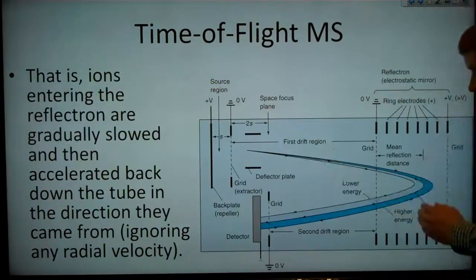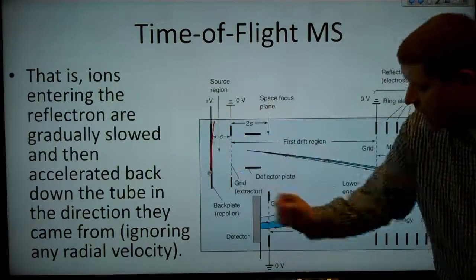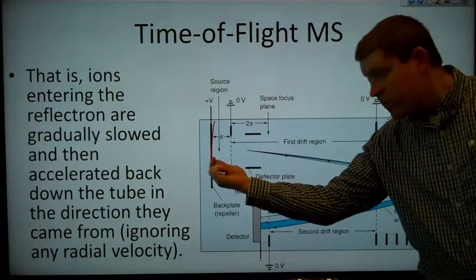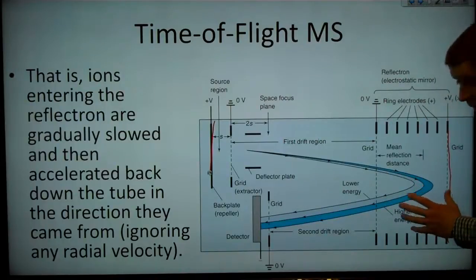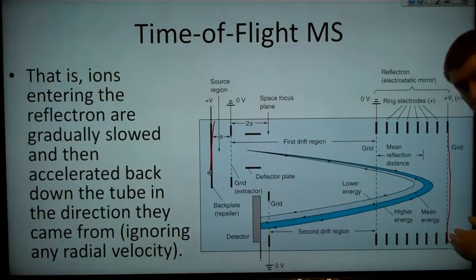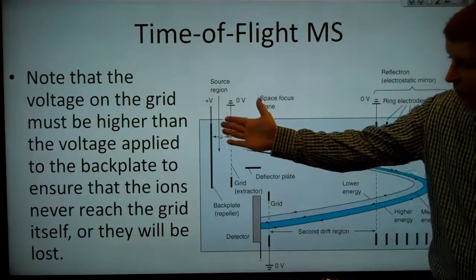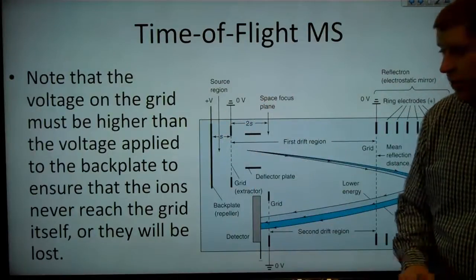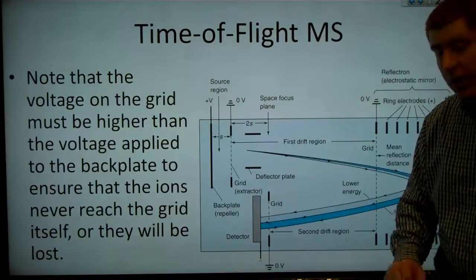Now, we have to have a higher voltage on our grid back here than we had over here on our backplate, because the voltage on that backplate determines how much kinetic energy those ions have, and if we want to prevent any of those ions from passing this point, then we need to have a higher voltage here than we had over there. So again, the voltage on the grid over here has to be higher than the voltage applied to our backplate over here in order to ensure that the ions never actually reach the grid itself, or they'll strike the grid and be lost. They won't travel back down and strike our detector.